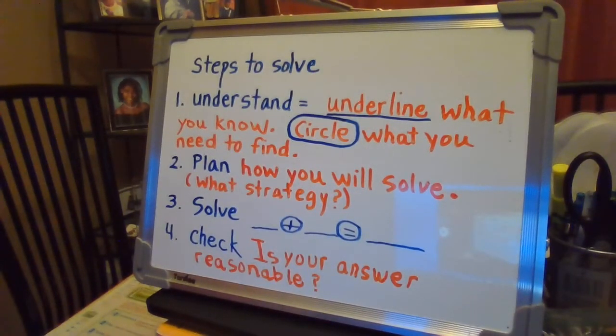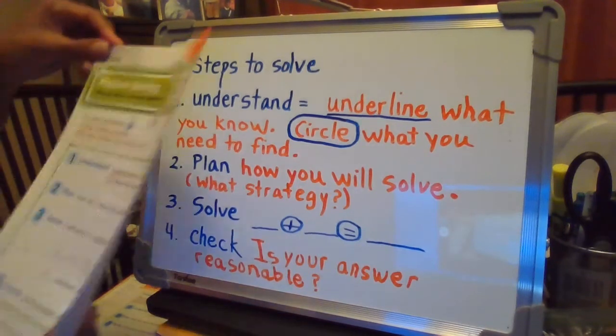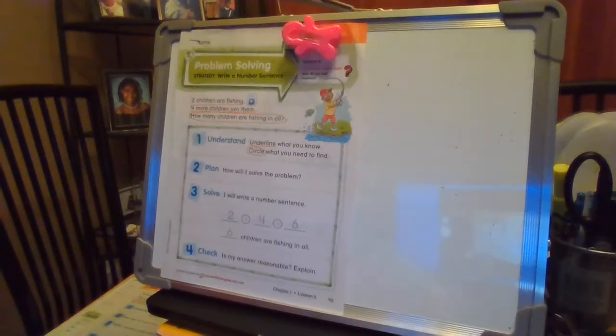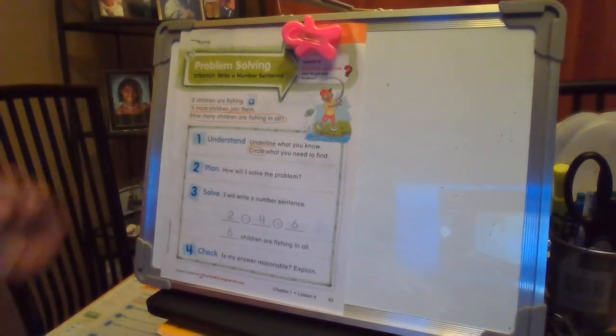Now we're going to solve some problems. So you're going to take out your math worksheet. It is lesson 6, page 43. Okay, problem solving. So go ahead and take yours out. All right, so here is the problem. It says 2 children are fishing. 4 more children join them. How many children are fishing in all?